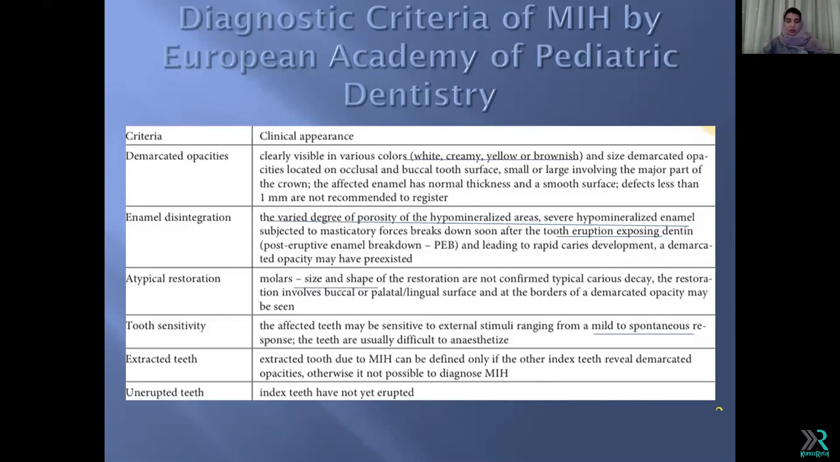Atypical restorations usually don't conform to the size and shape of regular restorations. Tooth sensitivity may be mild or spontaneous. Extracted teeth: extraction due to MIH can be defined only if other index teeth revealed demarcated opacities, otherwise it's not possible to diagnose it. And unerupted teeth: if the index teeth have not yet erupted and it's markedly exceeding the chronological time.